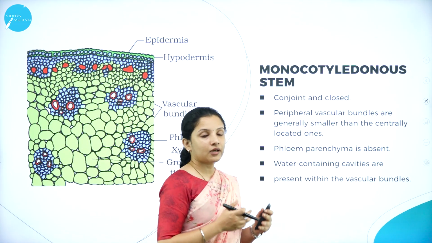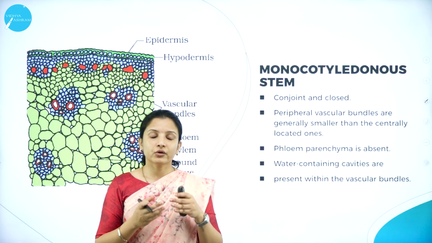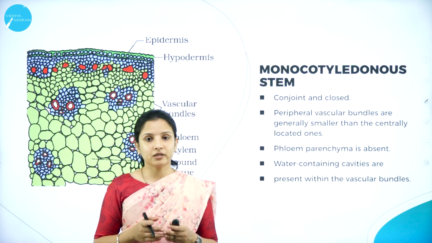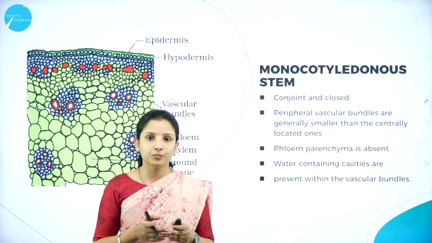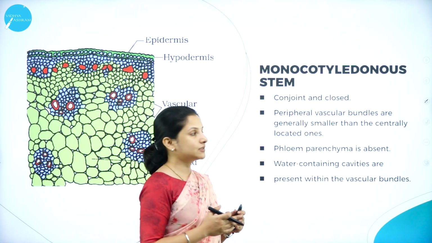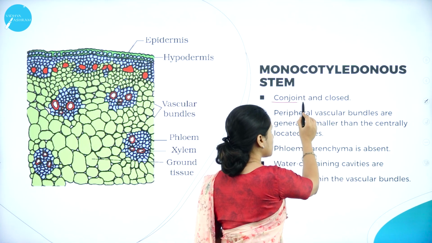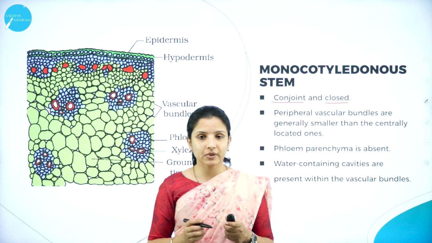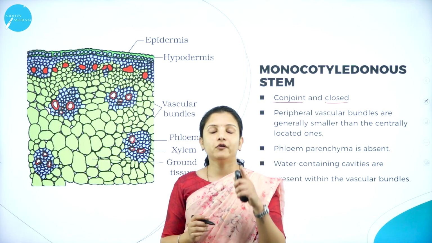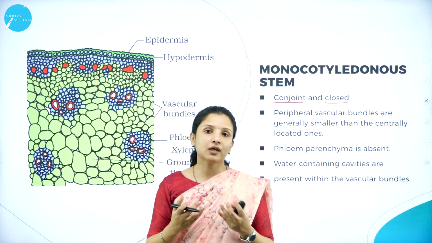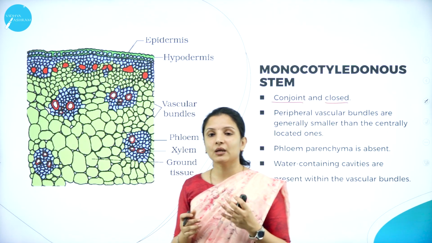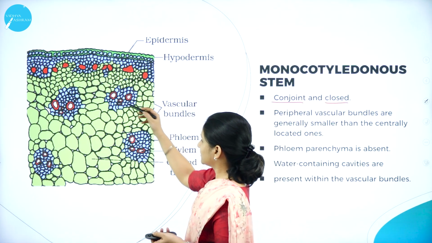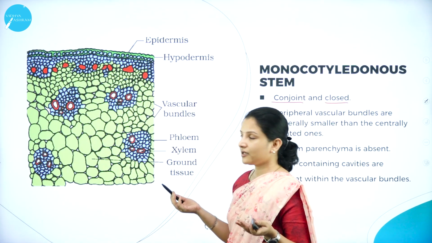Moving on to the type of the vascular bundle. So in dicot stem, the vascular bundle was conjoined and it was open. But in the case of monocot stem, the vascular bundle is conjoined, but it is a closed vascular bundle. So what does it mean? That in between the phloem and the xylem, there is no cambial ring being present, or the cambium is absent. So as you can see here, there is no cambial ring as such.